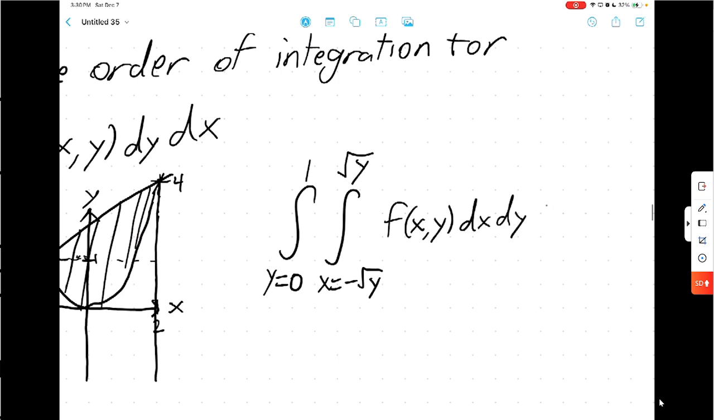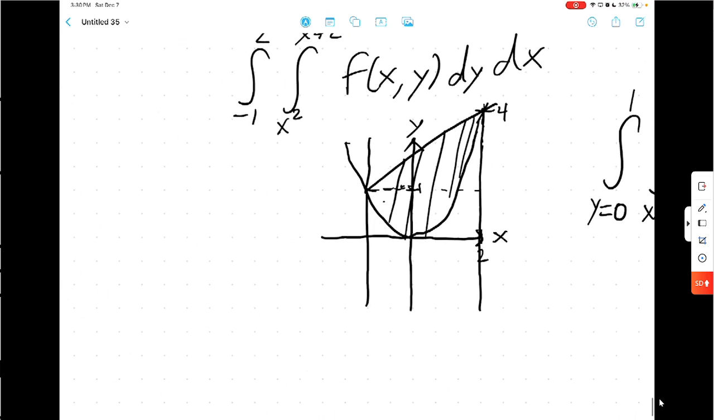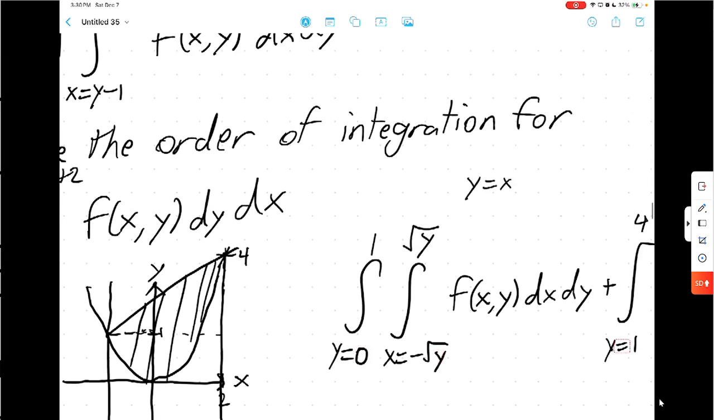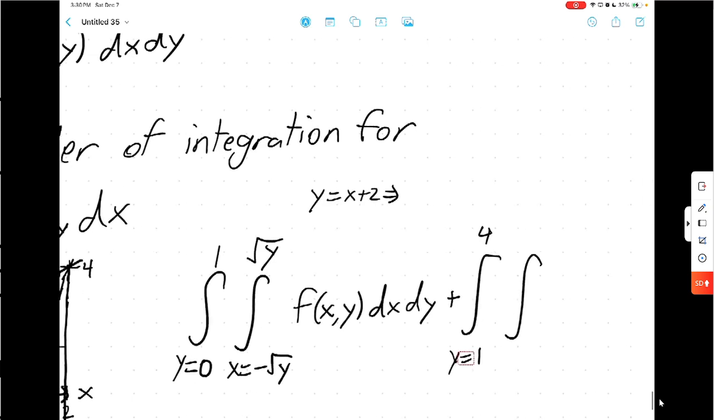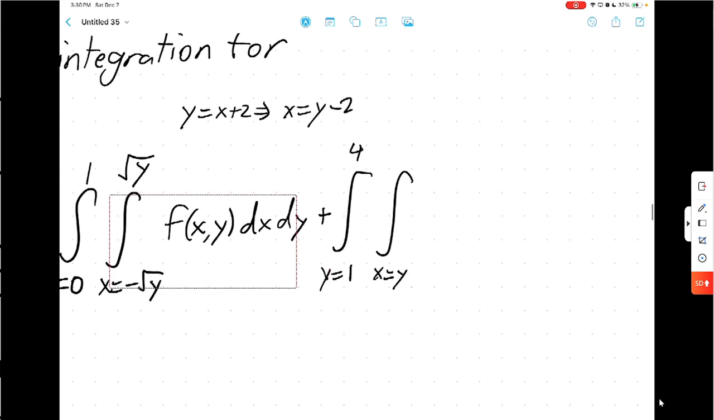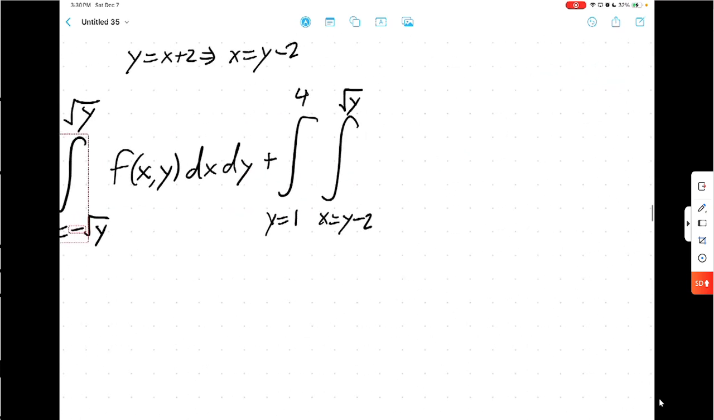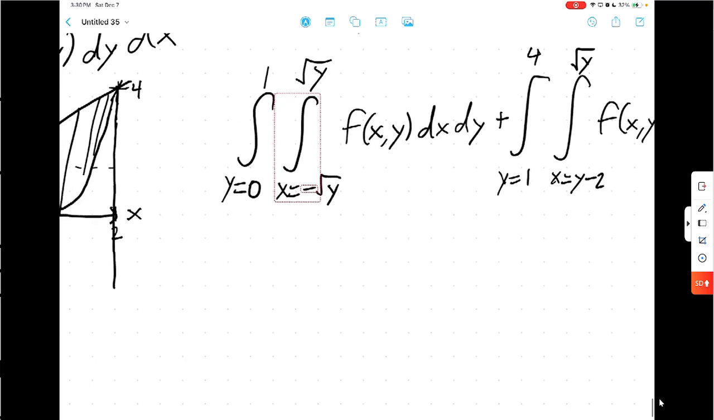dx dy. We're going to have a second integral from y is equal to 1 to 4, which means it goes from this line that was defined by y equals x plus 2, which means x is equal to y minus 2, all the way up to the square root of y. And this is the reversed order.